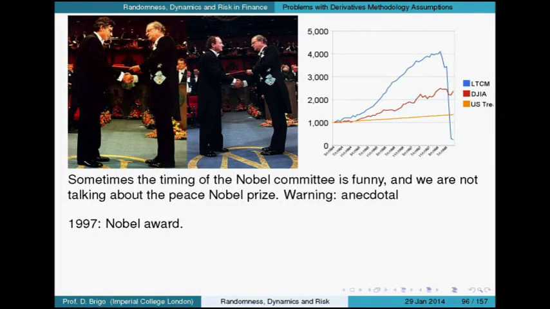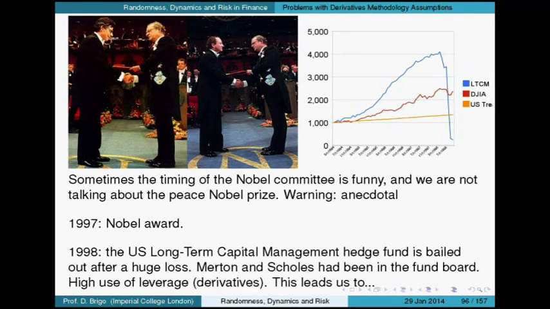And this is a picture of Scholes and Merton getting the Nobel Prize in 1997, but it's also a cautionary tale, because on the right-hand side you see the progression of the Long-Term Capital Management fund. It's a hedge fund in the US that in 1998, 1 year after the Nobel Award, crashed basically and had to be rescued by the US government, the Federal Reserve.